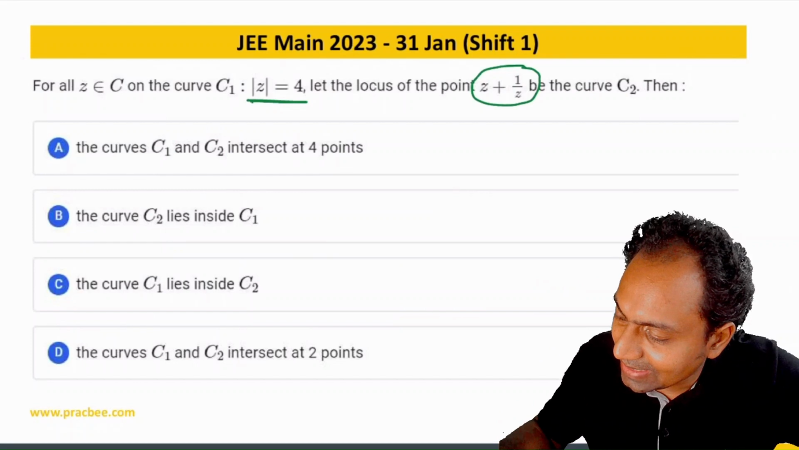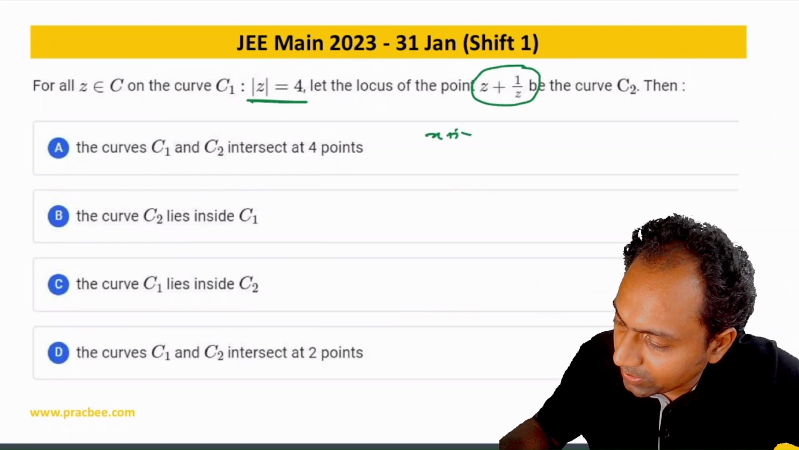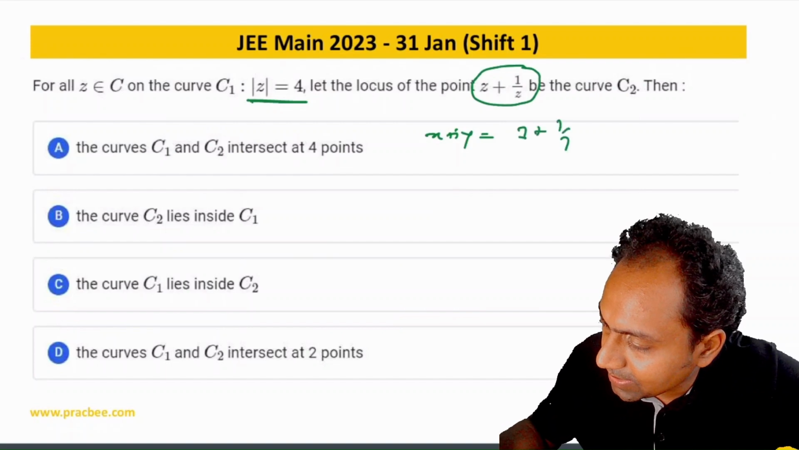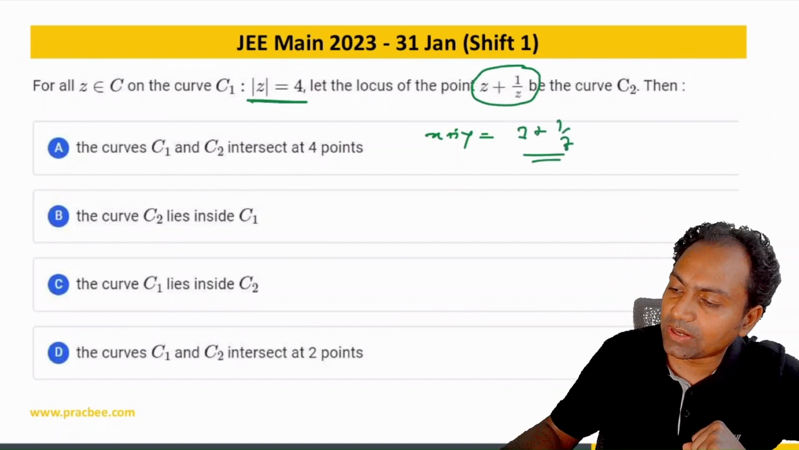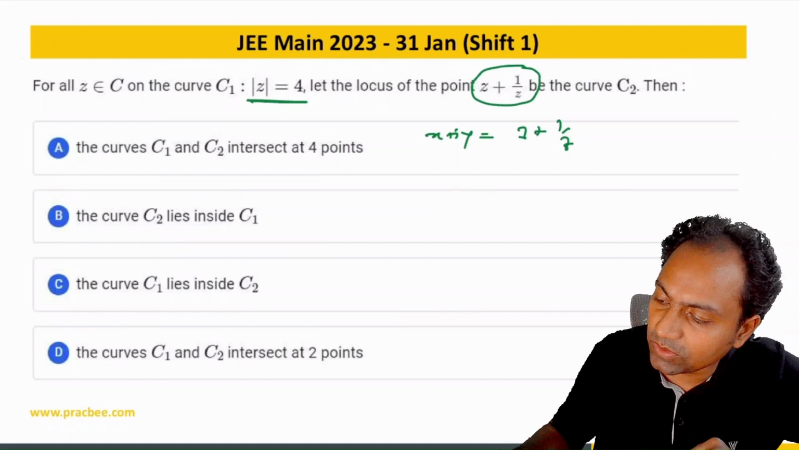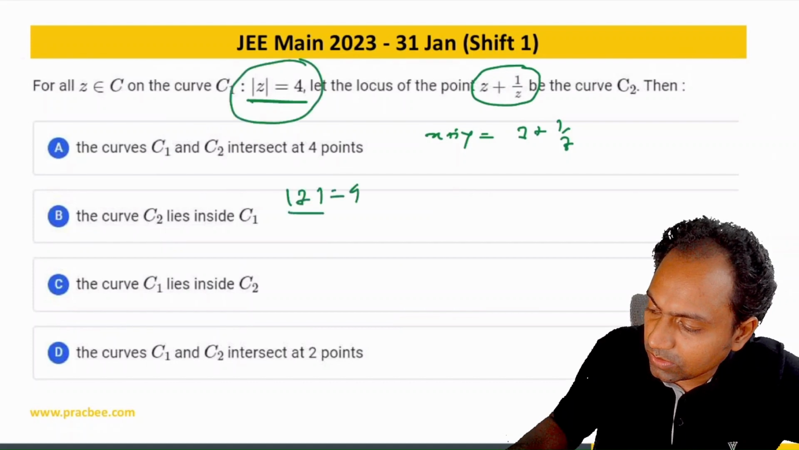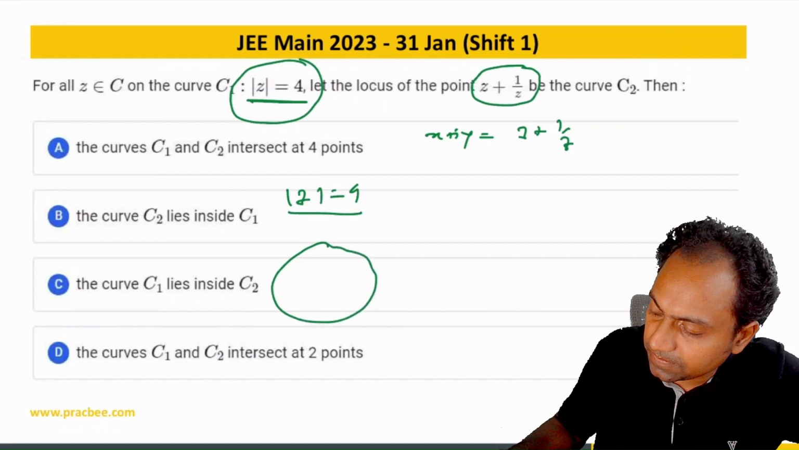So let us say that this complex number ultimately will be equal to x plus iy, because we want to find the locus, and this is equal to z plus 1 by z. Now you can see that for finding the value of z here, we have another equation given here. What this equation says is mod of z is equal to 4. That means z lies on a circle like this.